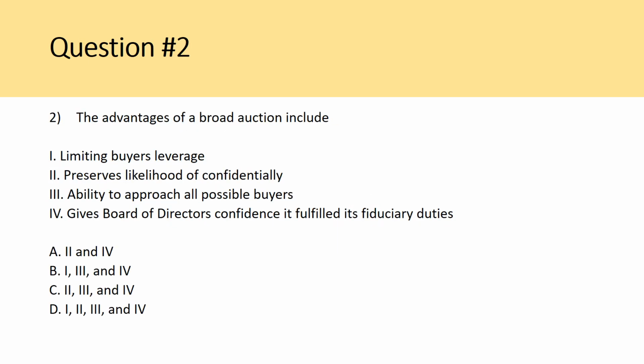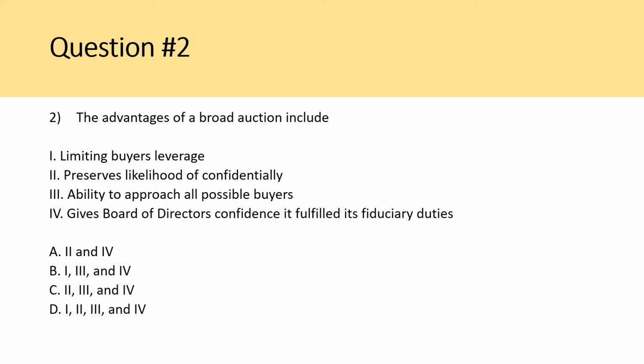Question 2. The advantages of a broad auction include: 1. Limiting buyers' leverage. 2. Preserves the likelihood of confidentiality. 3. Ability to approach all possible buyers. And 4. They give the board of directors confidence it fulfilled its fiduciary duties. So the advantages of a broad auction, which essentially means opening up the sale of the company to as many bidders as possible. Well, are you limiting the buyer's leverage?